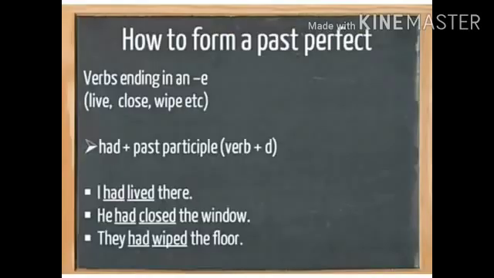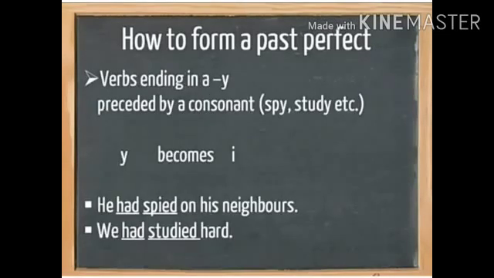Now we need to pay extra attention to verbs that end in an e, such as live, close, wipe. These verbs use had and a past participle, but in forming the past participle, we will use the base form of the verb and add only d as given in the example. We also need to pay extra attention to verbs that end in a y, especially when it is preceded by a consonant, such as spy and study. Here the y becomes i and then we add ed. Spy becomes spied and study becomes studied here.